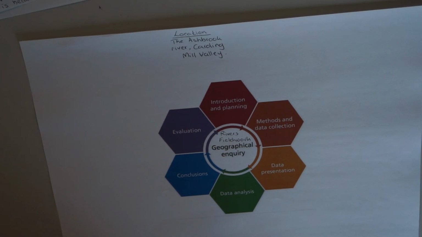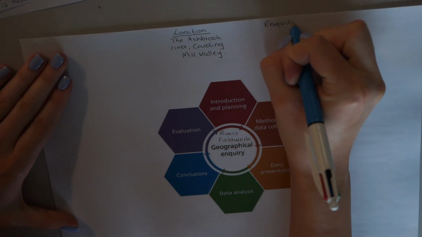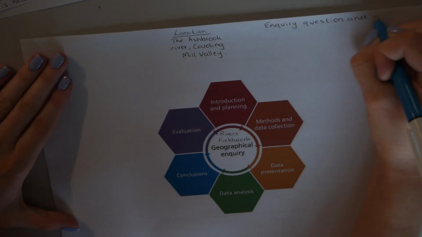The second thing we need to think about is our inquiry questions and hypothesis. So an inquiry question is a question that we can realistically go and evaluate and find an answer to. And a hypothesis is a prediction of what we think we will find. So inquiry question and hypothesis.